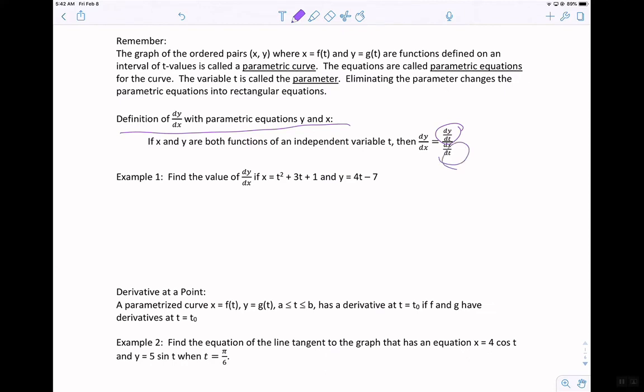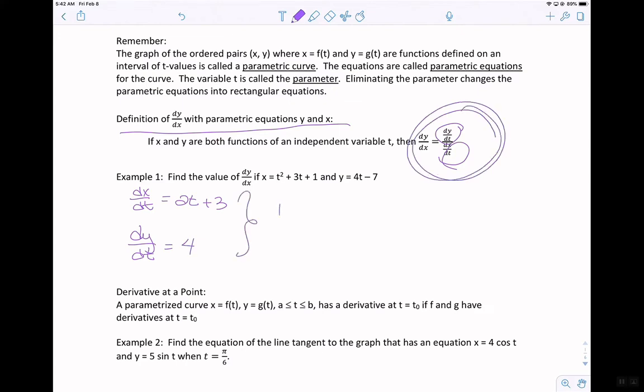So if I wanted to find the value of dy dx, if I have these two parametric equations, I'm just going to write the equation for dy dx. So I first need to find dx dt. So dx dt is equal to 2t plus 3. And then dy dt is equal to 4. And then all I'm going to do is take the ratio of the two. So my dy dx is equal to 4 divided by 2t plus 3. And that is my derivative.